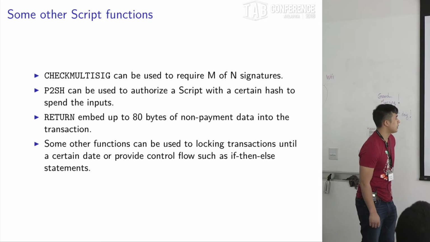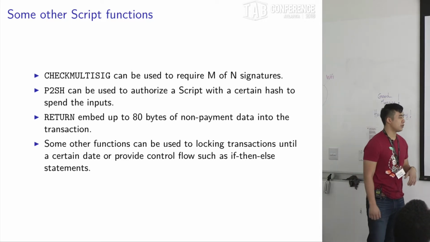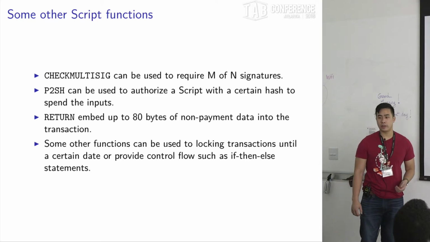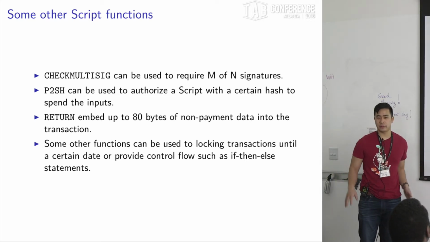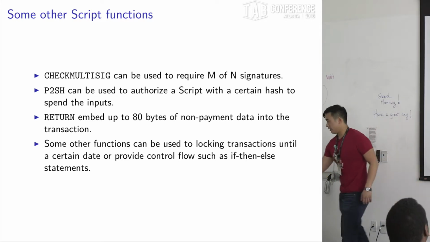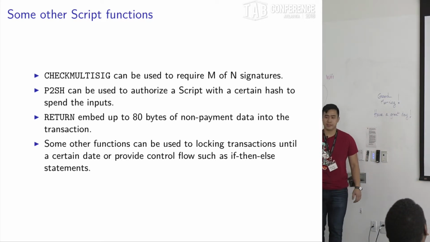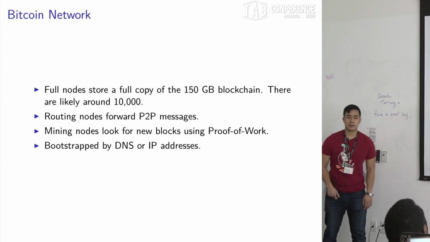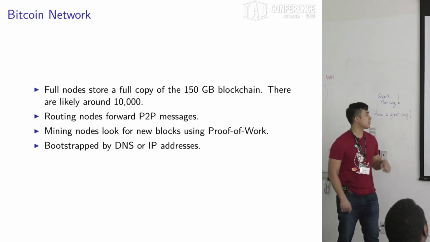And yeah, some further functions provide control flow and can be used to lock transactions. So maybe you're crypto wealthy, and you want to do a trust fund thing for your kids. I guess you can do it with script. So it unlocks on their 18th birthday, more or less. All right, great. So that's script. I'm not going to spend too much more time on that.